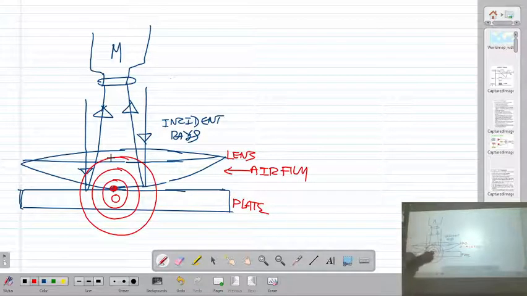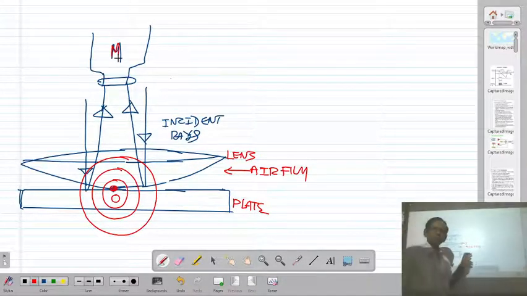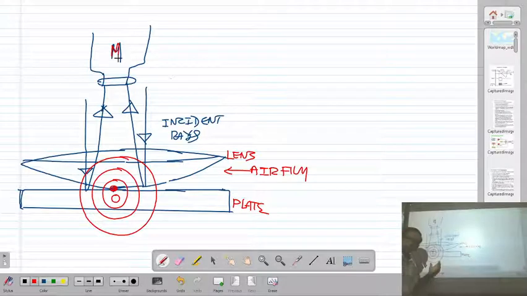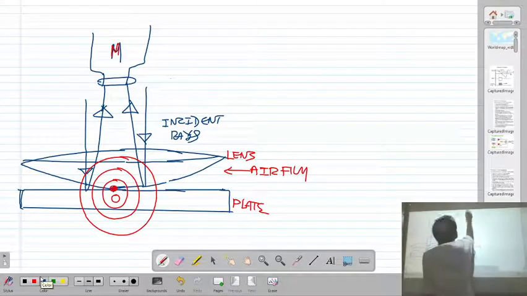These rings can be observed with the help of a microscope, which is focused on the lens plate system. So when you focus the microscope on the lens plate system, you will be able to observe the rings, Newton's rings. Now, in case of dark ring, you know the condition of dark ring.